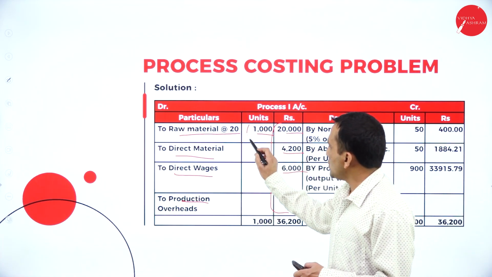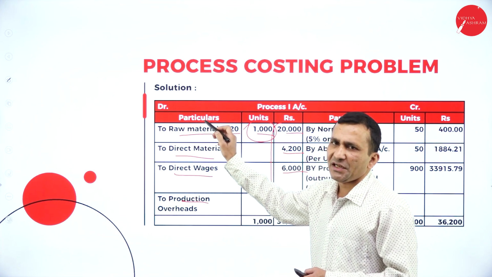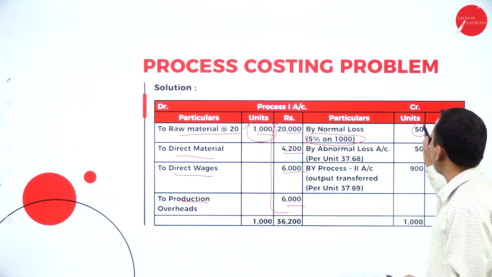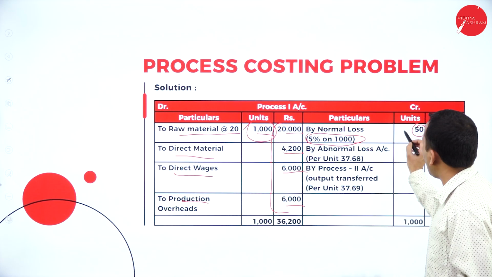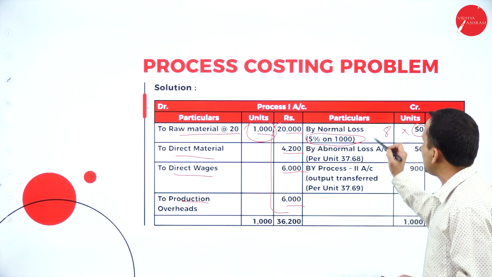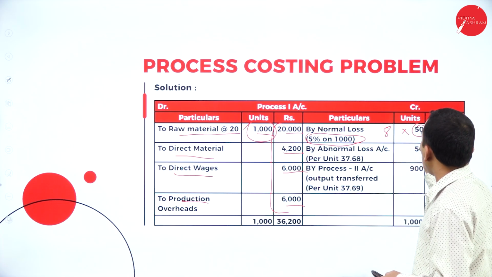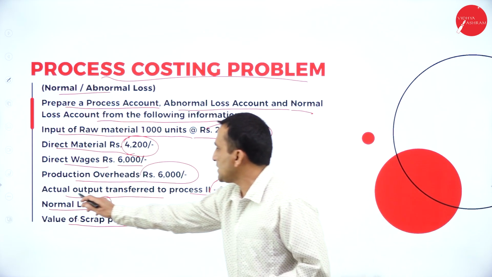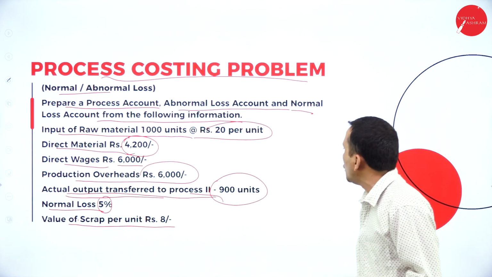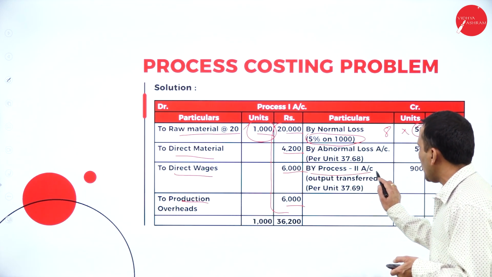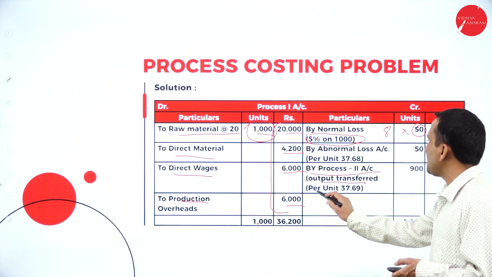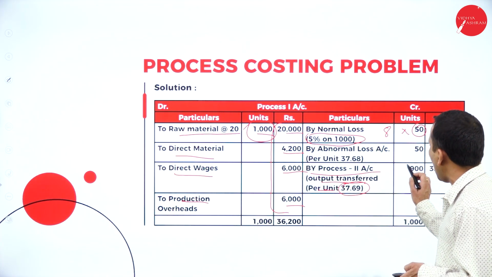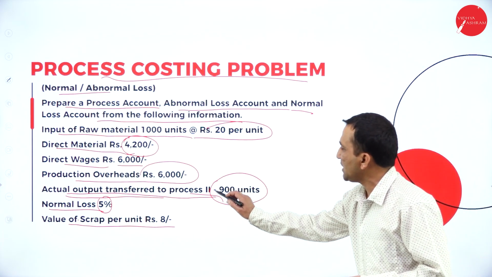From the 1000 units of raw material introduced, 5% is calculated for normal loss, which gives 50 units. At the rate clearly specified in the question, 8 into 50, we get 400. Moving to the next, the question clearly specifies the actual output transferred to process 2. So first we write by process 2 output transfer, and we need to calculate this value. The units transferred are 900, which is clearly specified.